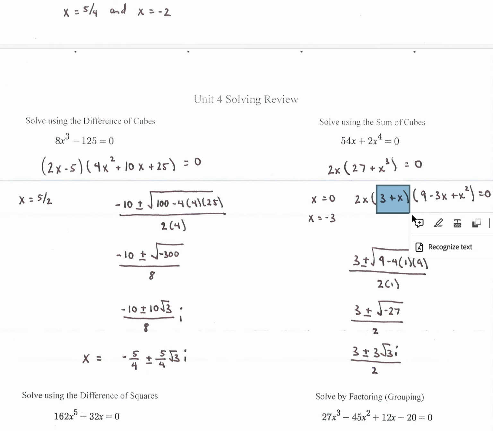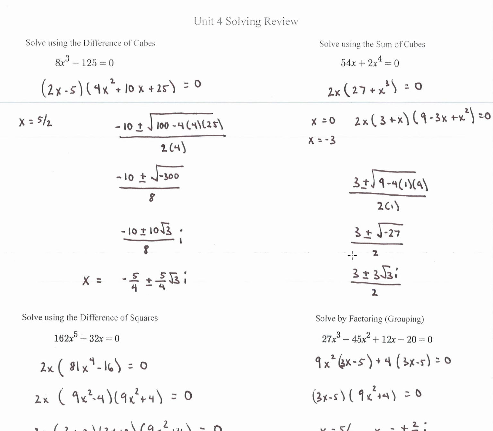This solution is -3. And then to do this guy, it's just like the one over here, I have to use the quadratic formula. So when you use the quadratic formula, I get that guy. So again, it's x to the 4th, and you're going to get 4 solutions. 0, -4, and then 2 imaginary.